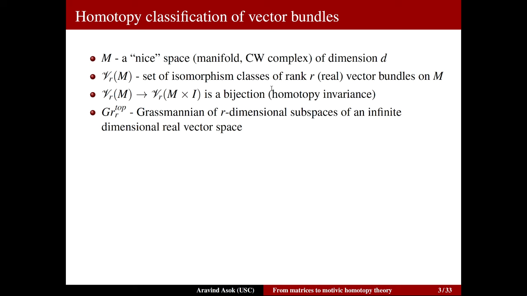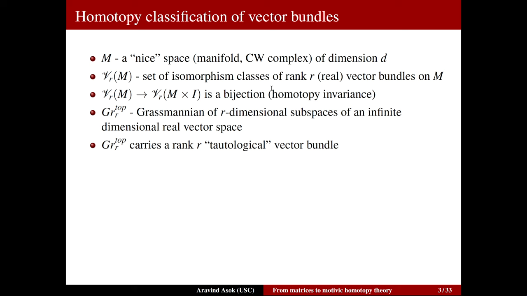So for concreteness, let me look at the Grassmannian of R-dimensional subspaces of an infinite-dimensional real vector space. This is some infinite-dimensional manifold. In fact, it's an increasing union of nice finite-dimensional things. And the most important thing about this is that it carries a universal or tautological vector bundle. So over each point of the Grassmannian, you can look at the subspace of this infinite-dimensional vector space, which corresponds to that given subspace. And it has rank R.